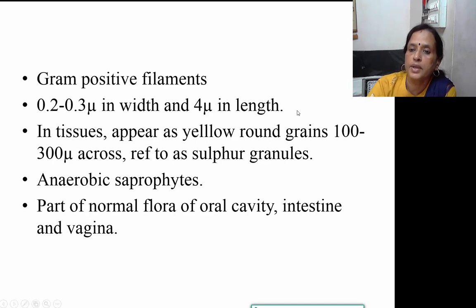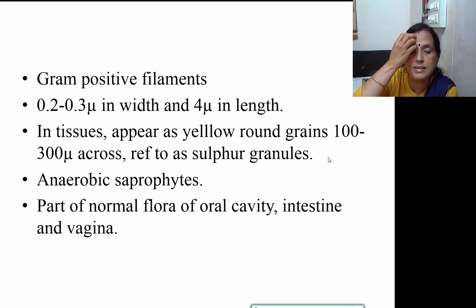So they are gram-positive filaments. If we have to know the measurement of the organism, they have just 0.2 to 0.3 microns width, but they are 4 microns in length. In the tissues, they appear as yellow round grains, but what is the size? That is 100 to 300 microns. So imagine what could be the size.